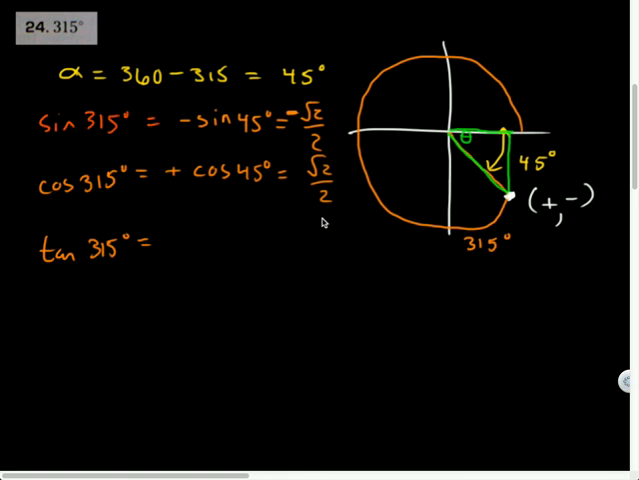Now, let us consider tangent, which is the ratio of y over x, we said yesterday. Let me actually label these. So this is the square root of 2, this is negative square root of 2, and the hypotenuse is 2. How do you know that? Because if sine is opposite over hypotenuse, and it was negative root 2 over 2, from this angle's perspective, negative root 2 over 2.